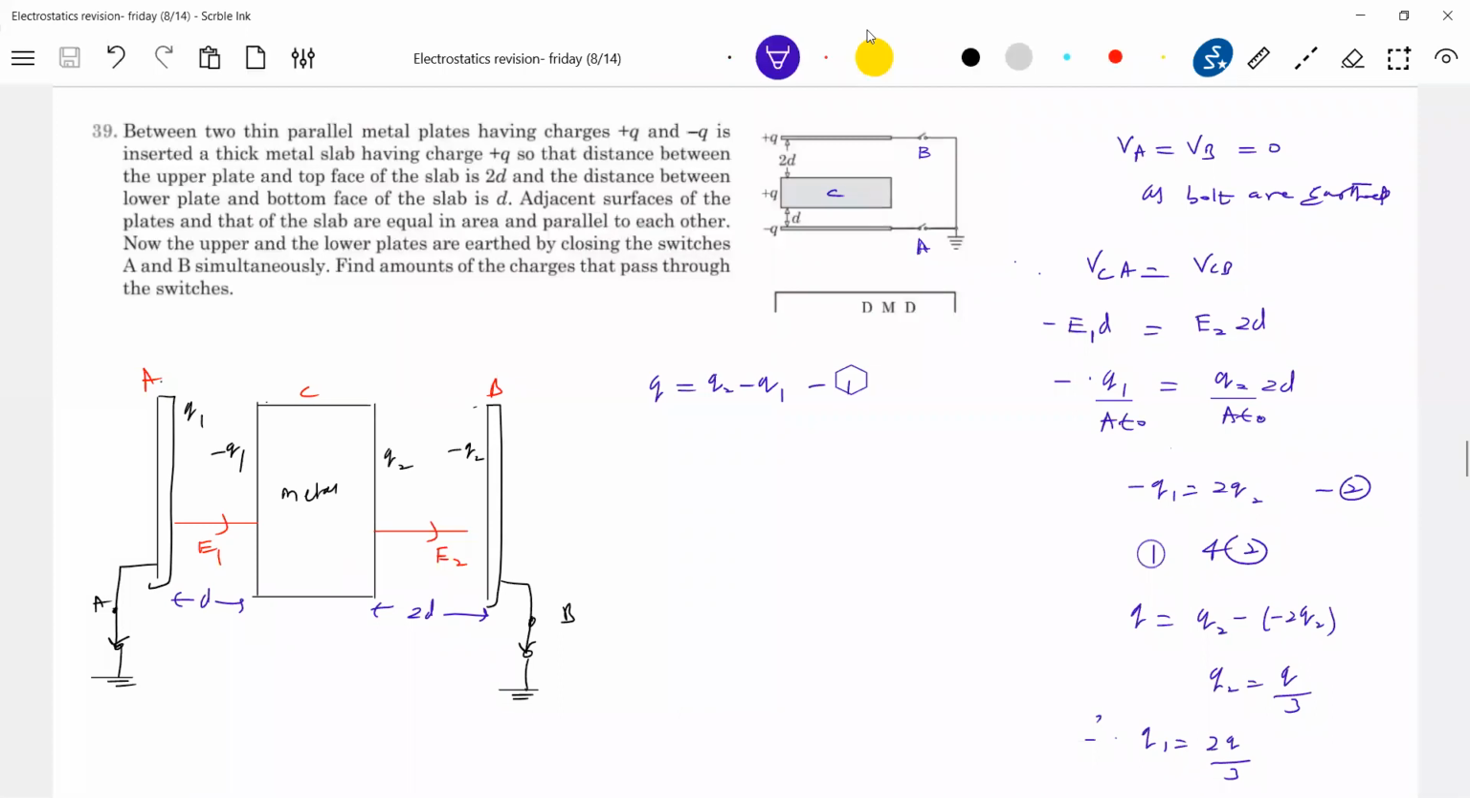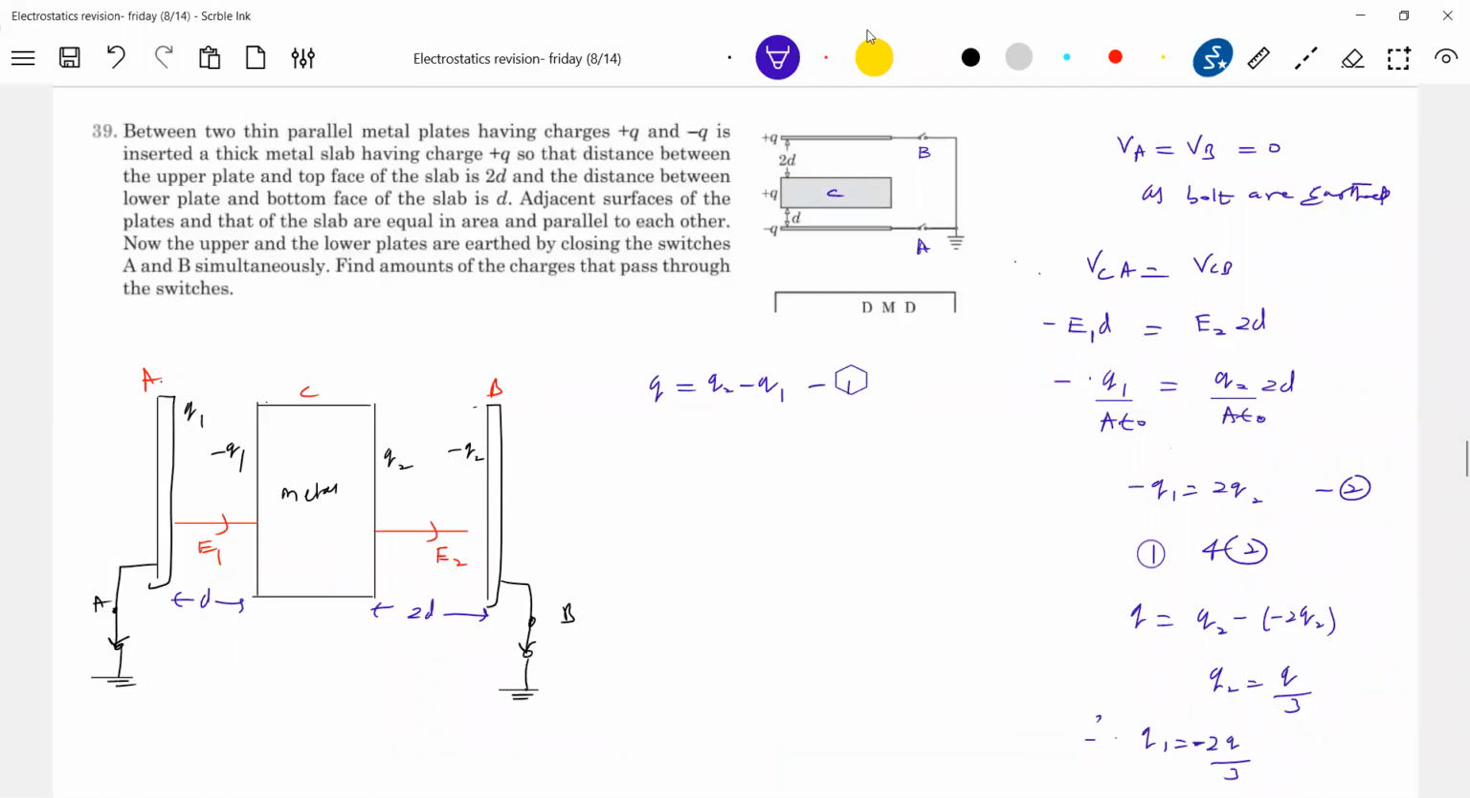What charge will finally flow? It is asking for the charge flown through the switches. What was the earlier charge? The charge of plate B was plus Q, no? Now how much is it? Minus Q by 3. Any negative signs will come? Q1 should be negative, sir. Negative, yes. Okay, now come for this.